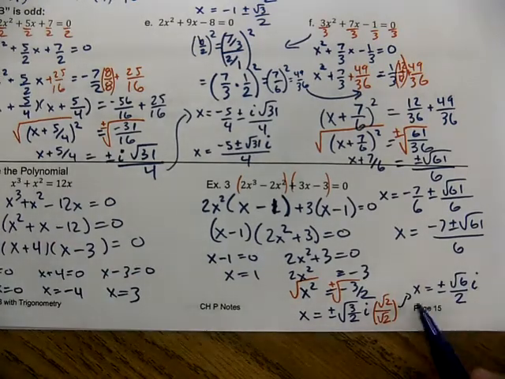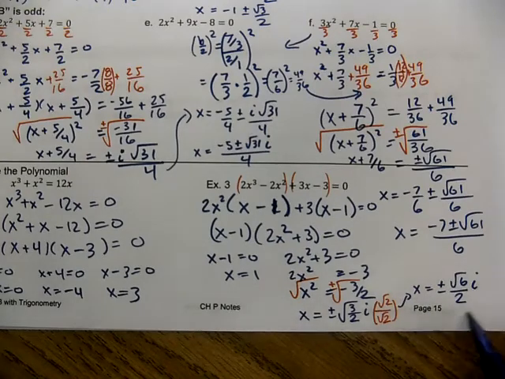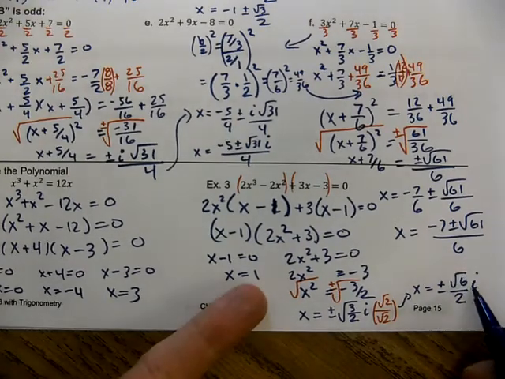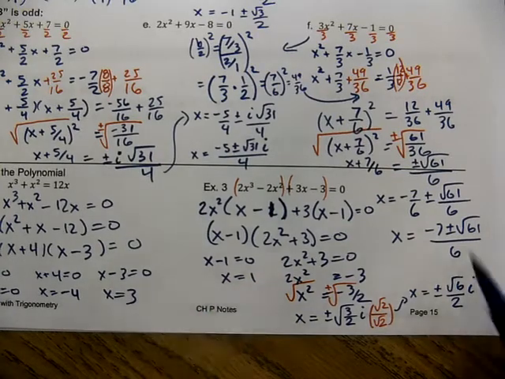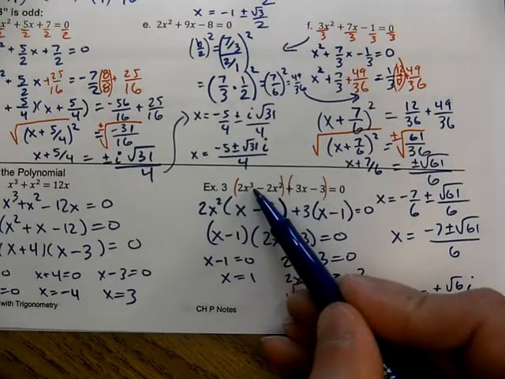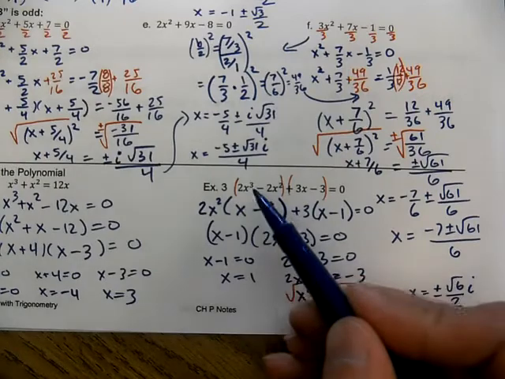So we have 2 answers with the plus or minus. We have 1 answer from the positive 1. That's 3 total answers, and again, that matches the power of our 3rd degree polynomial.